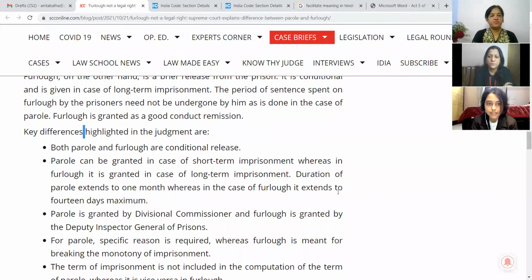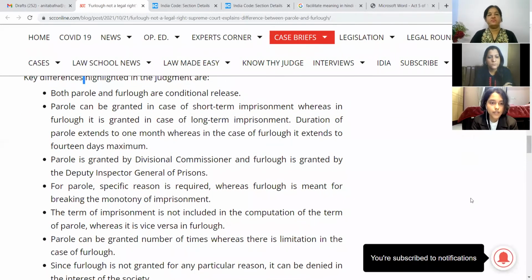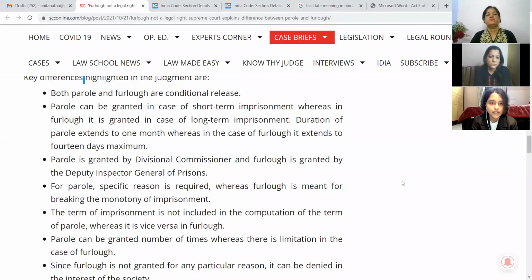Key differences highlighted in the judgment: both parole and furlough are conditional release. Parole can be granted in case of short-term imprisonment, whereas furlough is for long-term imprisonment. Parole is granted by the Divisional Commissioner and furlough is granted by the Deputy Inspector General of Prisons. For parole, a specific reason is required, whereas furlough is meant for breaking the monotony of imprisonment.